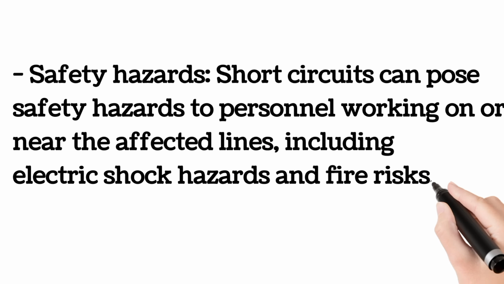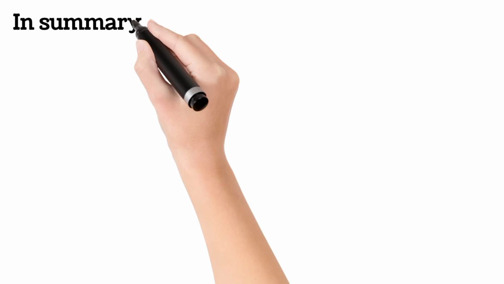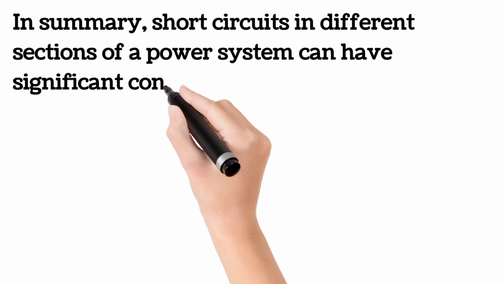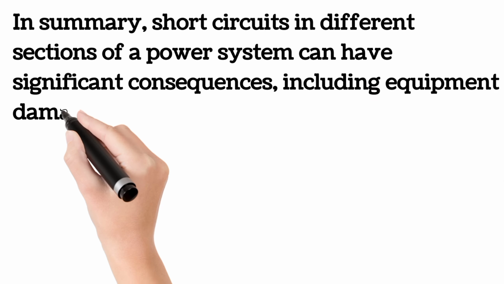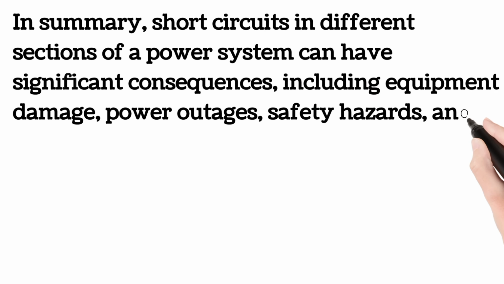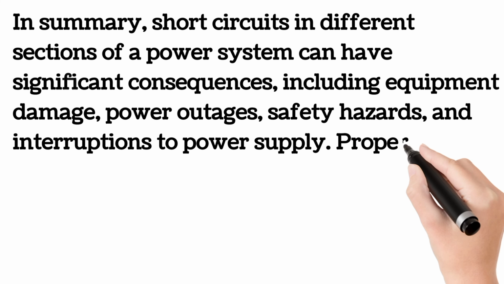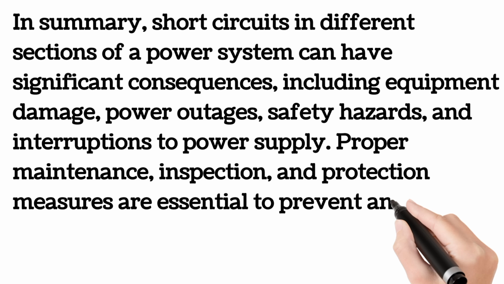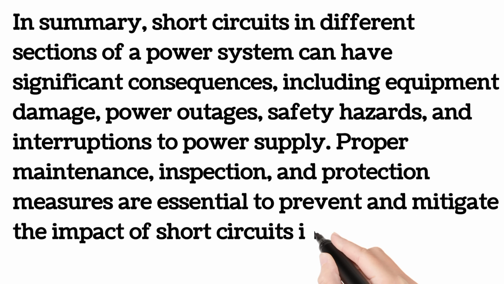In summary, short circuits in different sections of a power system can have significant consequences, including equipment damage, power outages, safety hazards, and interruptions to power supply. Proper maintenance, inspection, and protection measures are essential to prevent and mitigate the impact of short circuits in power systems.